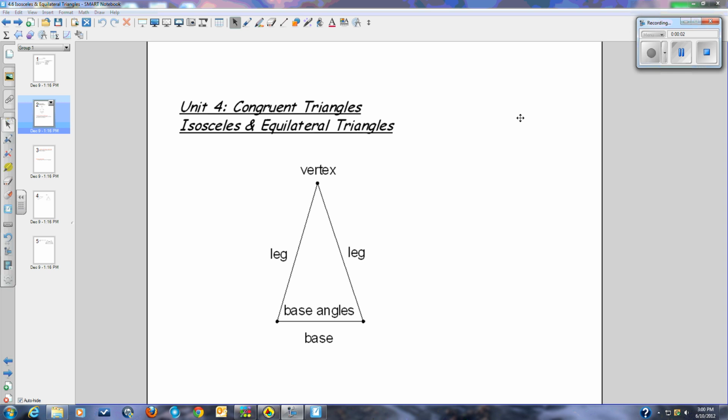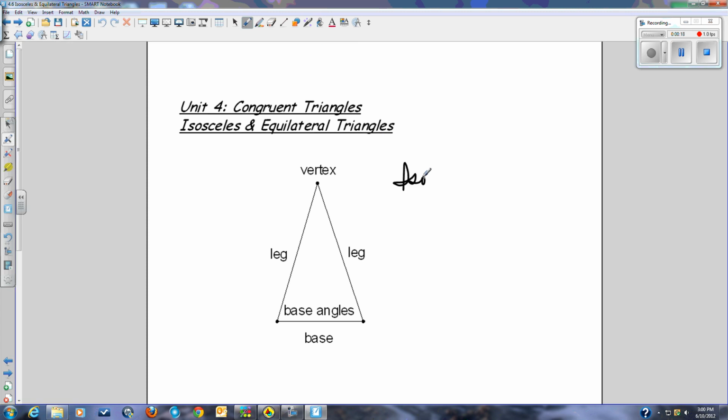Today's topic is on isosceles triangles and equilateral triangles. We're going to start by looking at the parts of an isosceles triangle. So this is isosceles.